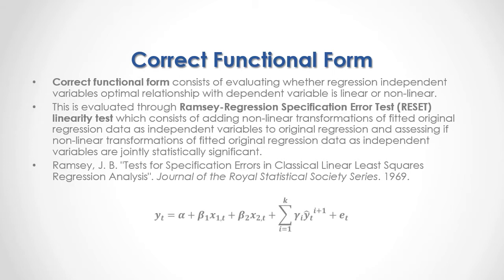As a formula, here we have the example of a regression with two independent or explanatory variables, in which the dependent or explained variable is equal to an alpha constant or intercept, plus a beta 1 coefficient multiplied by the first independent or explanatory variable, plus a beta 2 coefficient multiplied by the second independent or explanatory variable, plus a sum from the first to the k number of nonlinear transformations of the corresponding gamma coefficients multiplied by the nonlinear transformations of fitted original regression data, plus these regression residuals or forecasting errors.